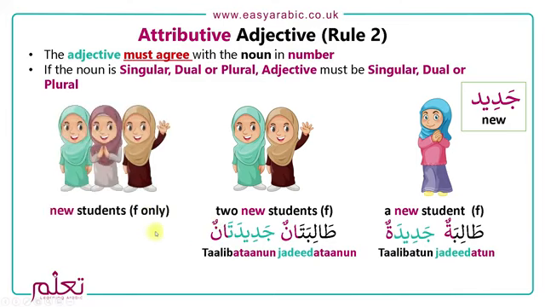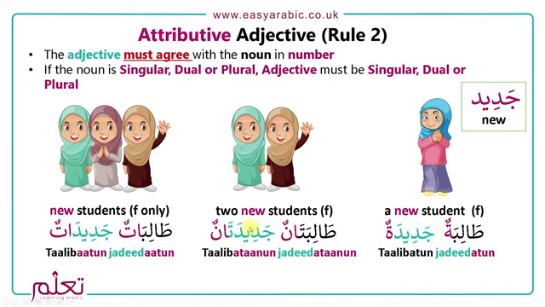Okay, then we have new students, female only, and the rule for female only is that we add alif ta to the end of the noun. That's only for females only. So here we'll say taliba, and then alif ta, talibatun. Then we add the same rule to the end of the feminine adjective. So talibatun jadidatun. To recap: talibatun jadidatun, talibatanun jadidatanun, talibatun jadidatun.